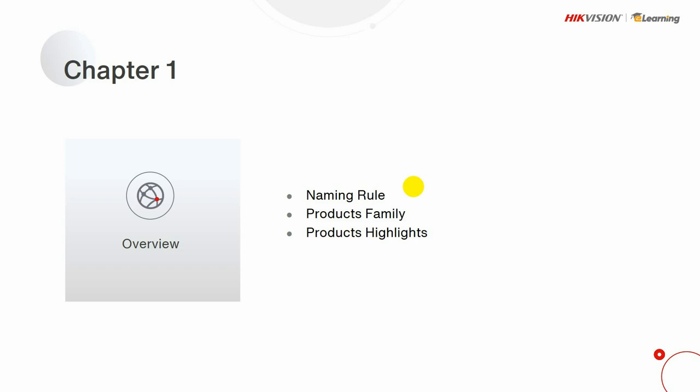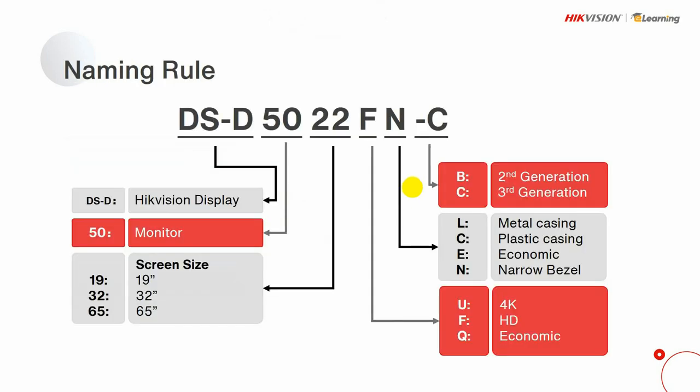So let's get into the first part, the overview. Let's take a look at the naming rule first. Let's find out together what kind of information we can get from the model number of our products. So here is an example. First we have DS-D, which means our Hikvision display products, right? And then 15 means the monitor product, okay? And 22 here means the screen size. So for example, here we have 22, which means a monitor with a size of 22 inch, okay?